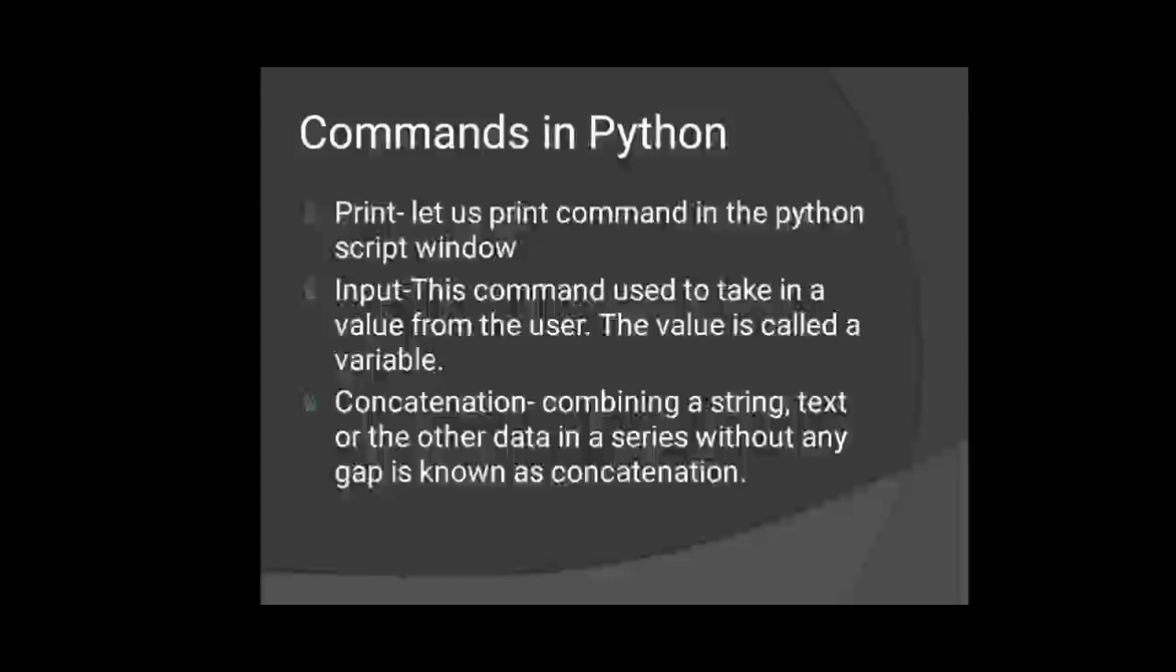Now, what are the commands we use in Python? There are basically three commands. The first one is print. The print command is used in the Python script window to display output, and we have to write the text in double quotes for printing.